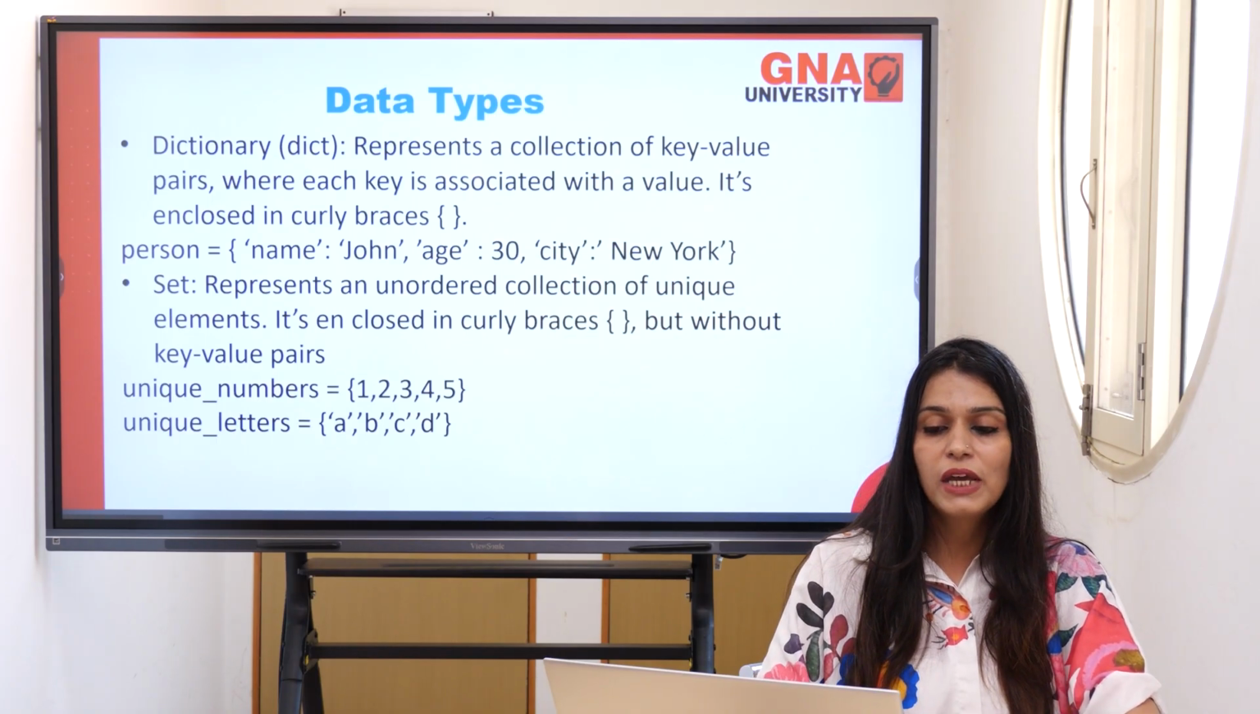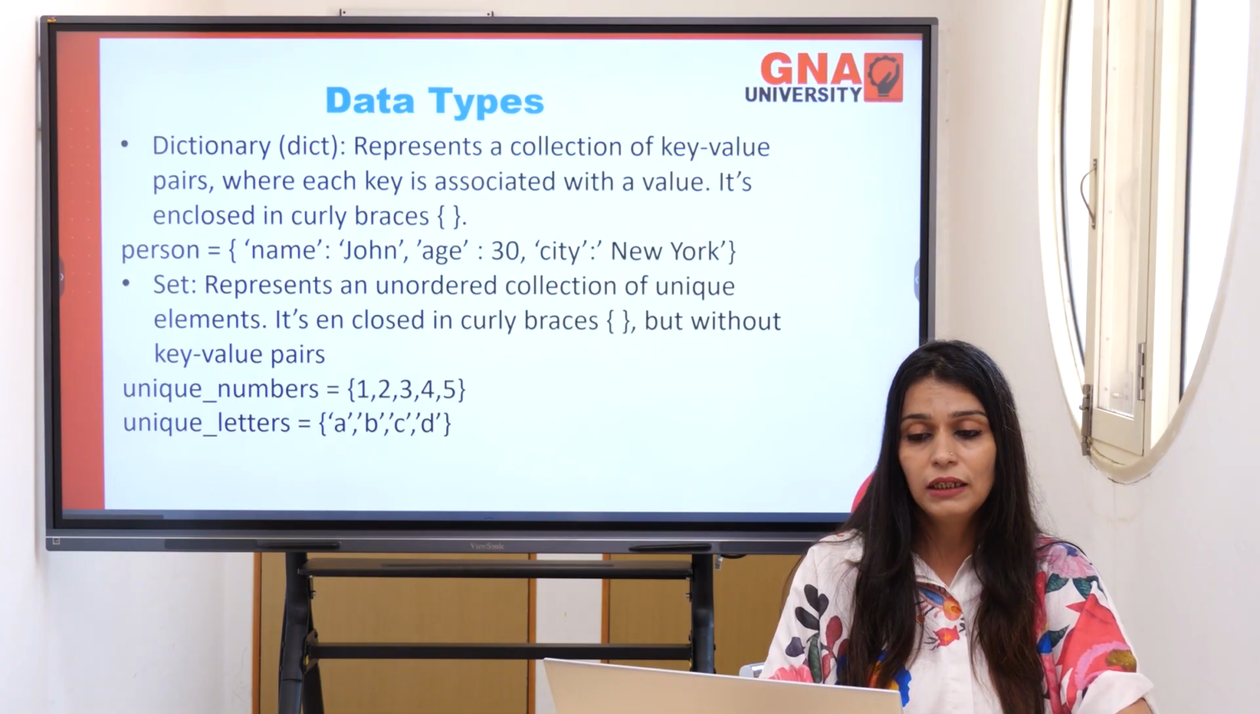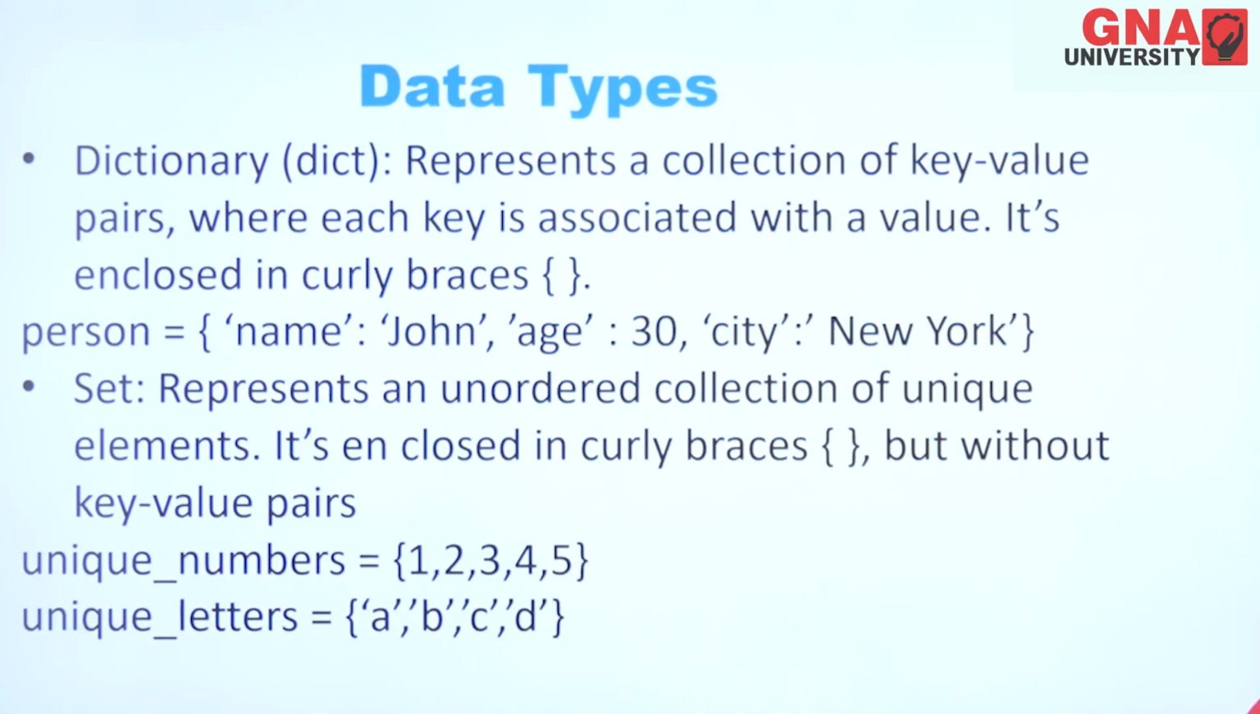Further in data types, we have dictionary, dict, which represents a collection of key-value pairs, where each key is associated with its value. It's enclosed in curly braces, like person = {name: John, age: 30, city: New York}. Here name is the key and John is the value for it. Similarly, age is a key and 30 is the value for it. Similarly, city is the key and New York is the value for the same. So it is represented in pairs, a key and a value.